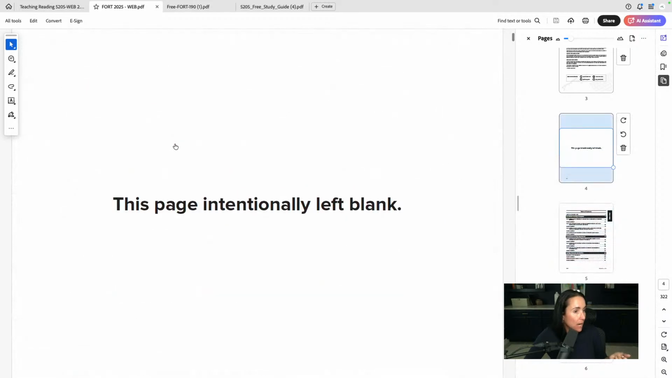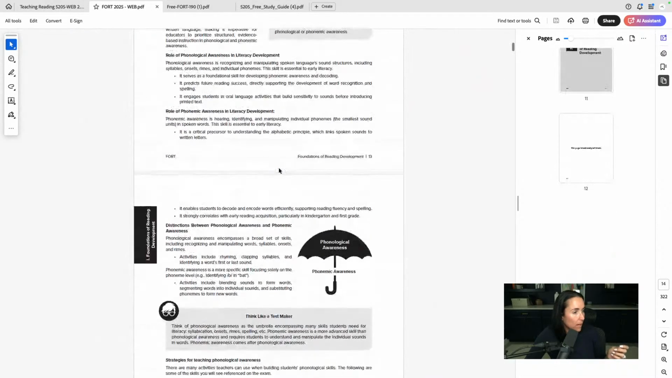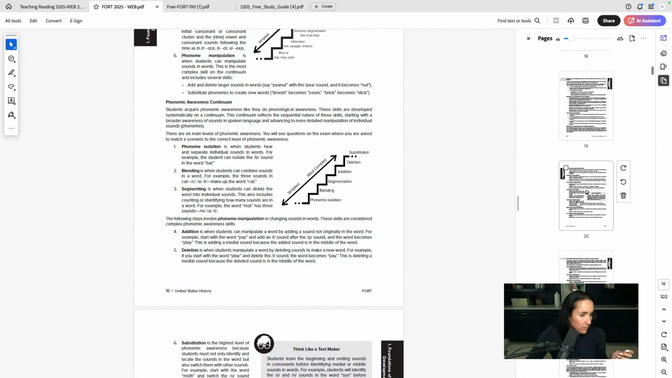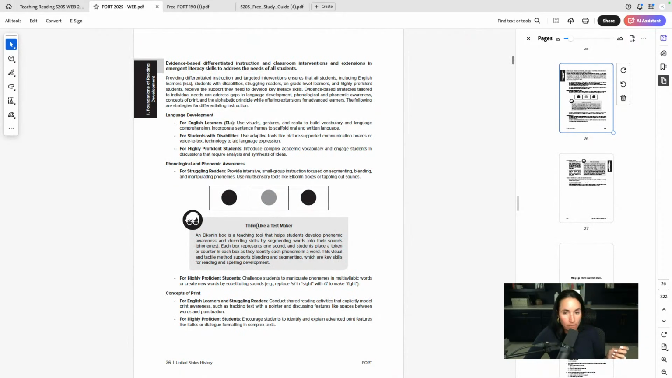Now, in both study guides, I have practice questions after each section. Notice I have, this is phonological and phonemic awareness, practice test questions. So we go here, boom, this whole big section here. And you could see it's very similar to the teaching reading. And let me just do this so I don't make you dizzy. Hang on. We have these think like a test maker pop outs.